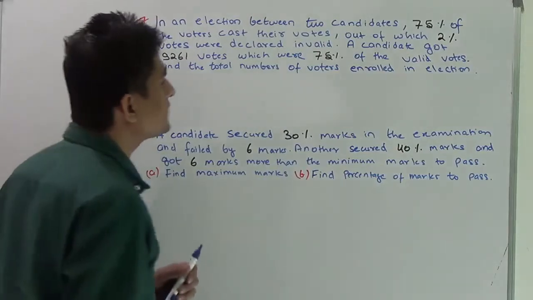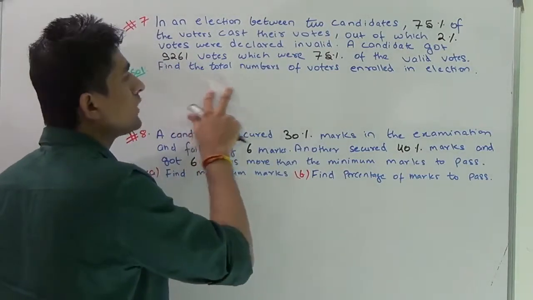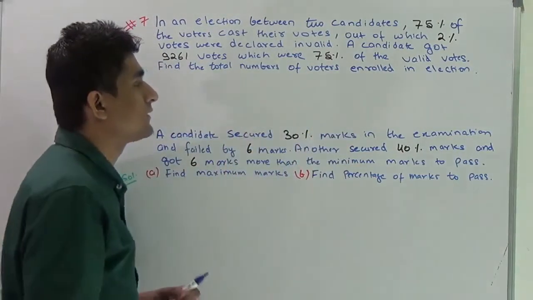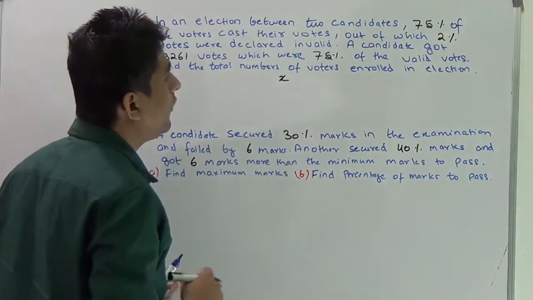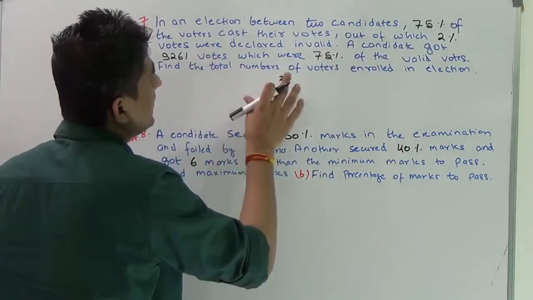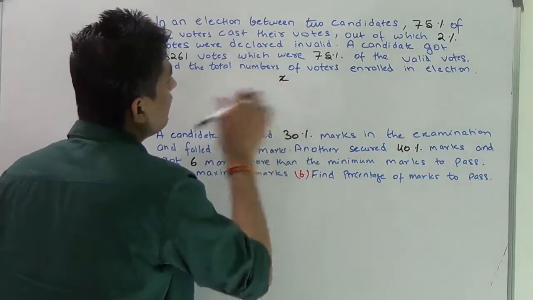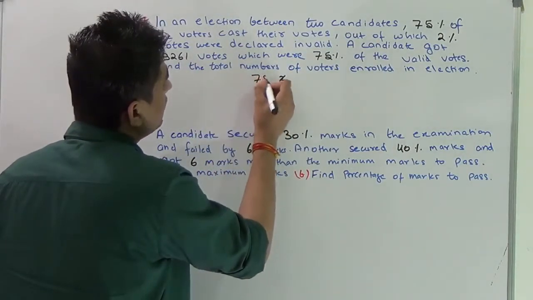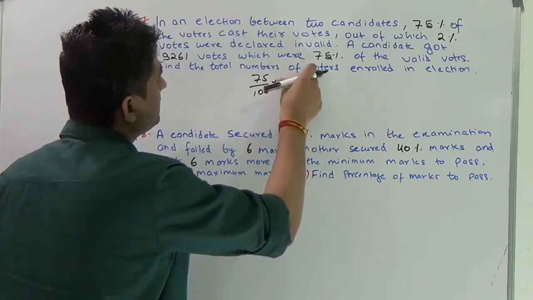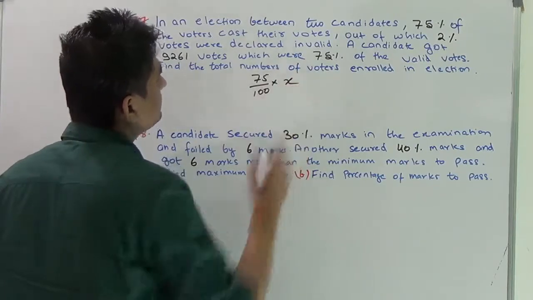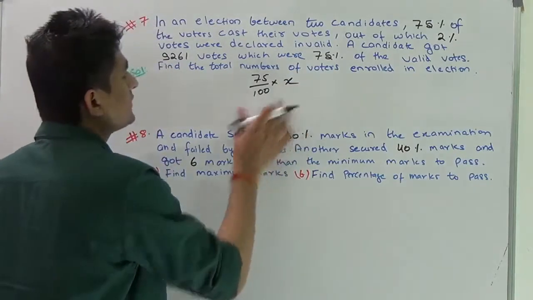Okay, so let's start. First, let us assume that the total number of the voters enrolled in the election be X. Now what? 75% of the voters cast their vote. That means 75% of X. These are the people who cast the votes.